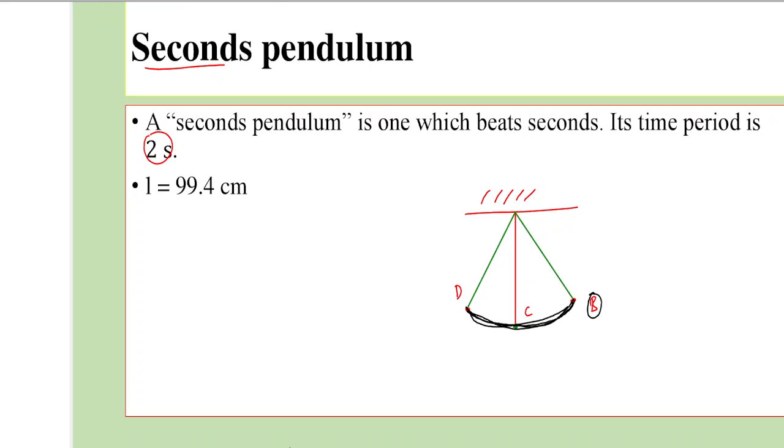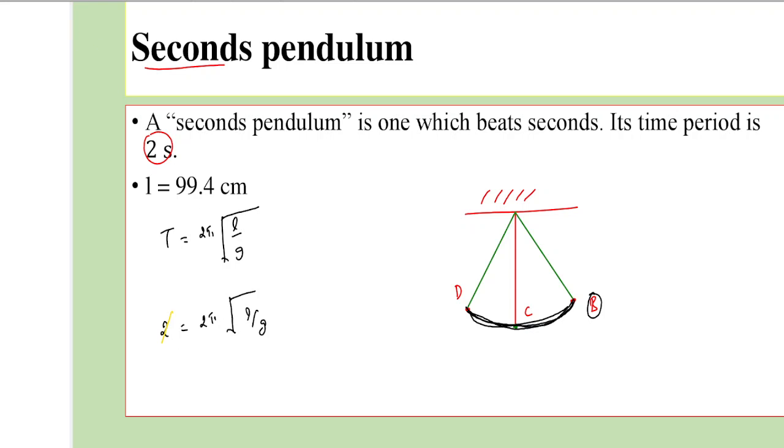So to find its length, to find for what length this would have a time period of 2 seconds, use the expression T is equal to 2 pi under root of L by g. Now what we want is the length of this pendulum. We put T as 2 seconds, that is equal to 2 pi under root of L by g.